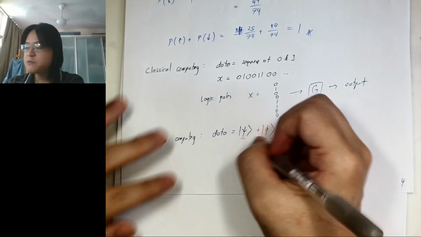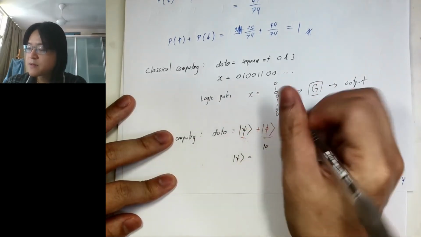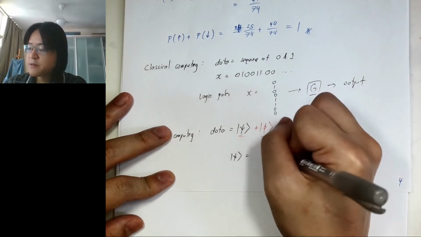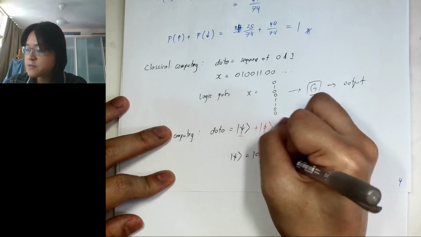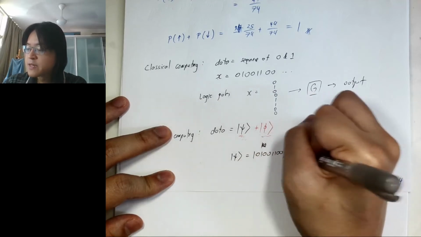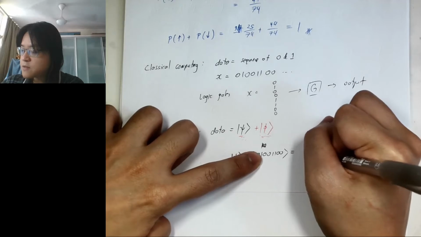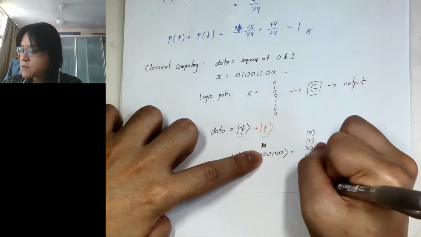And then what we do is, your state is like... how do I write this? I haven't told you about the tensor product yet. 0 1 0 0 1 1 0 0 is basically like 0 1 0 0 1 1 0 0, right?